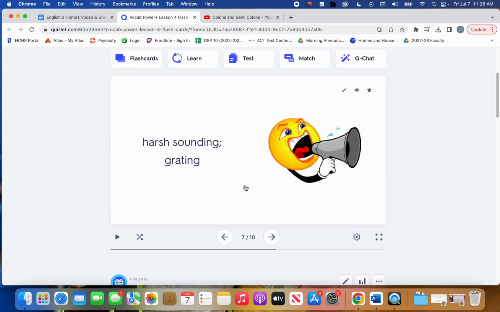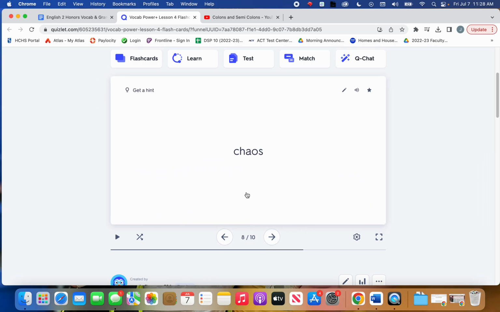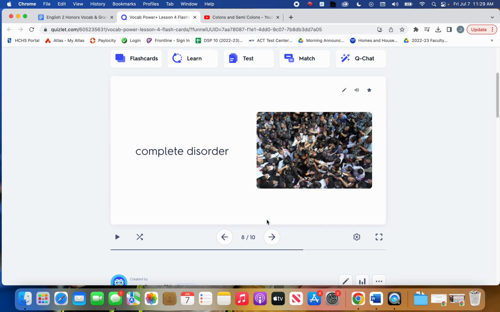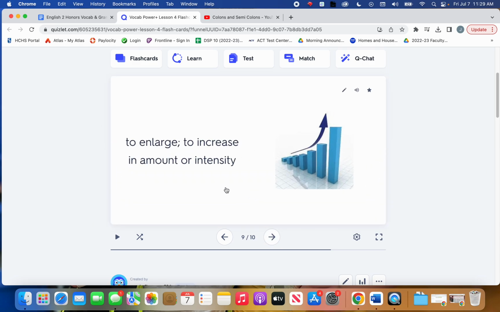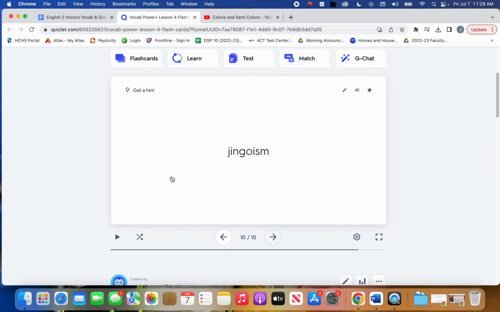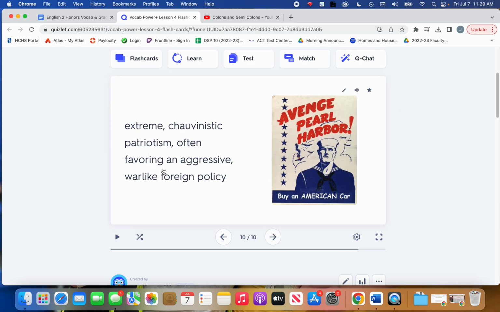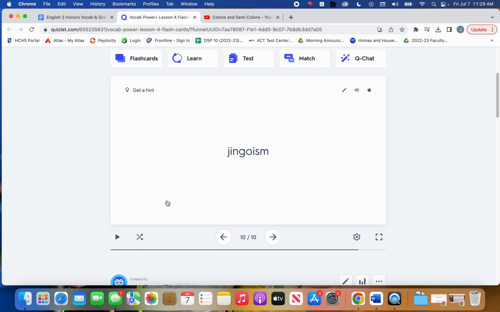Strident is an adjective. It means harsh sounding or grating. Chaos is a noun. Means complete disorder. Augment is a verb. It means to enlarge or to increase in amount or intensity. And then jingoism is a noun. It means extreme chauvinistic patriotism, often favoring an aggressive, warlike foreign policy. Those are the vocab words.